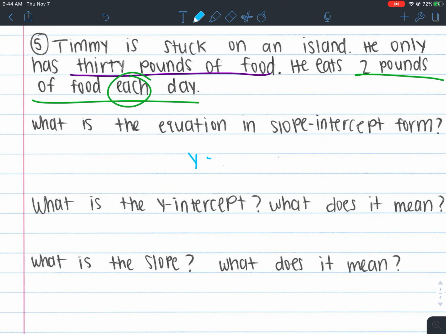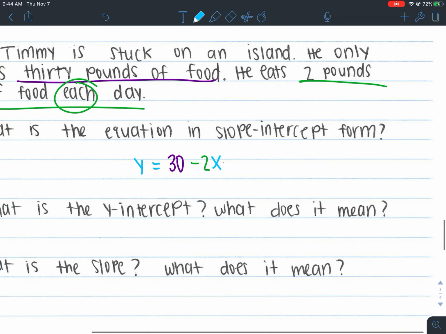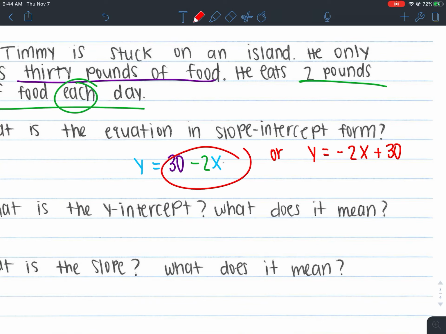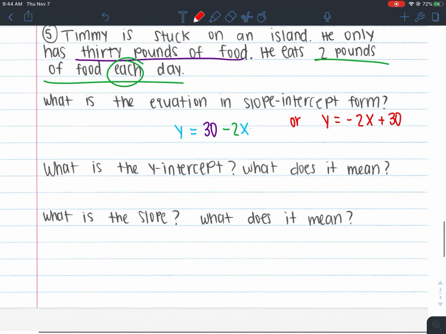So if I were to create an equation, it would be y equals 30 minus 2x, okay? Because you're eating those 2 pounds of food each day, you're taking it away. The other way to write this, if you wanted to, you could say y equals negative 2x plus 30, right? It's still the same thing, it's just flipped around, and that's okay. But you don't have to write it that way. I like to think this way, so that's the way that I usually write it.